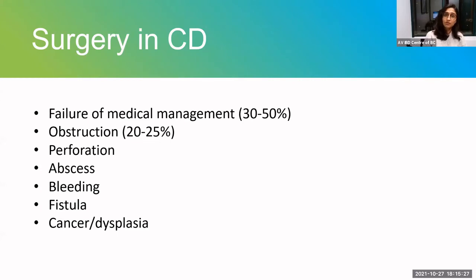About a quarter of the patients that we operate on, it's for obstruction. Emergency surgeries are performed in patients with Crohn's disease for perforation, abscess, bleeding, fistulas, or if they develop cancer. And cancer dysplasia is also another reason why we would operate in patients with ulcerative colitis as well.